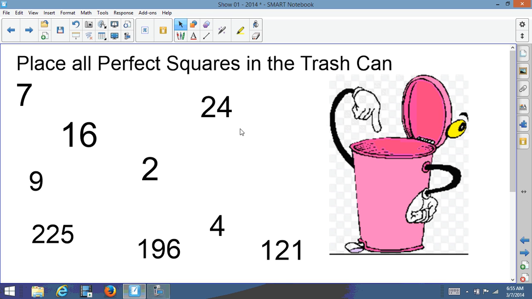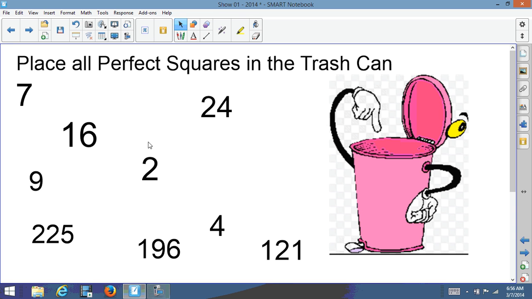Do we have any more? How about 24? Let's see, what times what is 24? Can't figure out any. 12 plus 12 is 24, but I need to multiply the same number by itself. 6 times 6 is 36, 5 times 5 is 25. So I can't find one for 24. So 24 is not a perfect square, and if I tried to drag it in, will it go in? Nope, it bounces right back, so it's not.